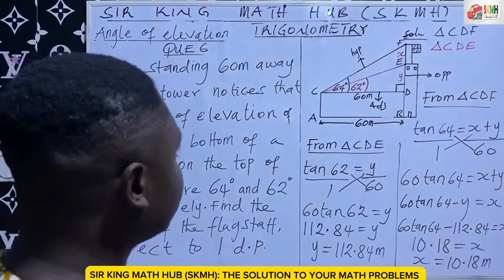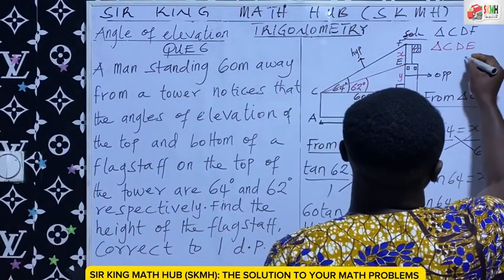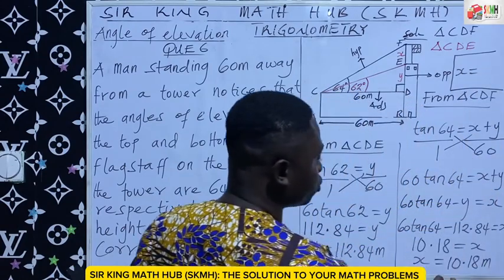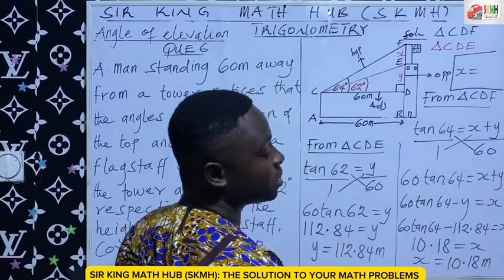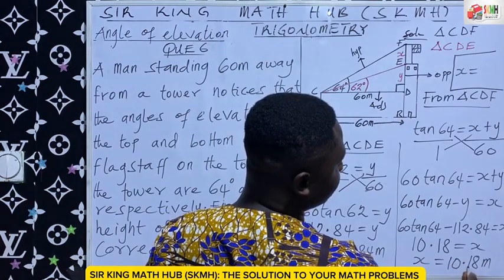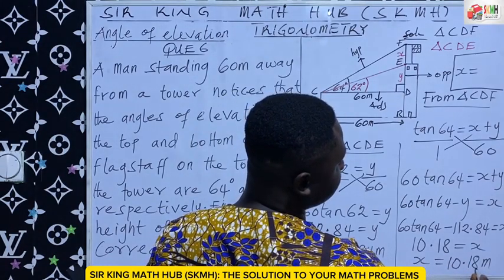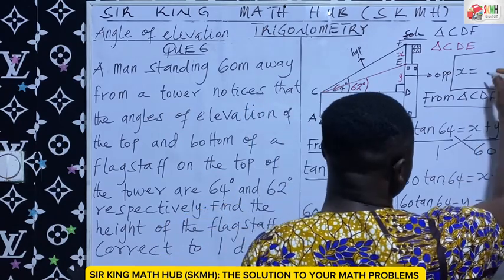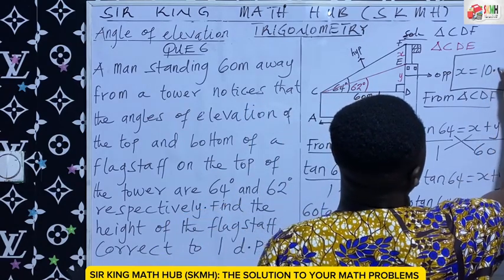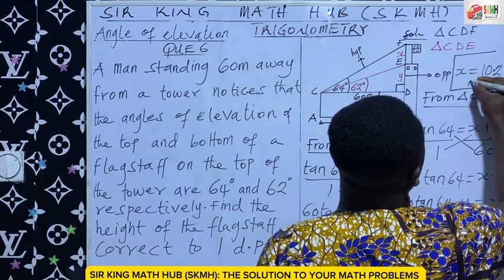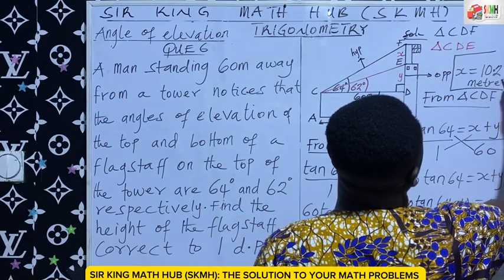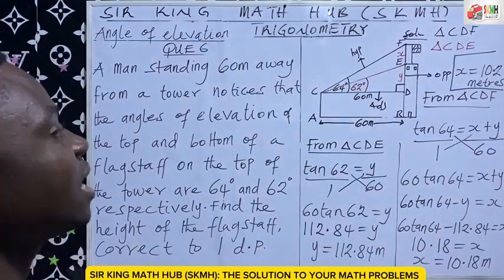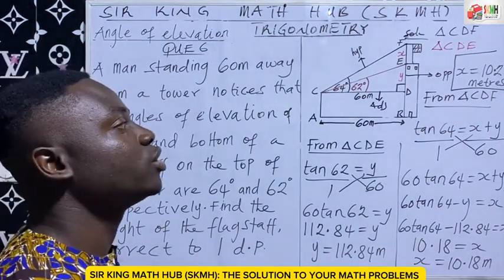So in conclusion, x is equal to, so let's round this to 1 decimal place. So 1 decimal place, we are having 1. So since 8 is more than 5, we can add 1 here. So it becomes 10.2 meters. So the height of the flagstaff measures 10.2 meters.